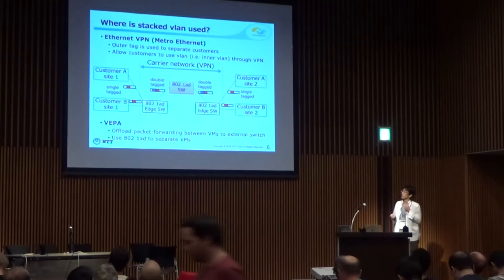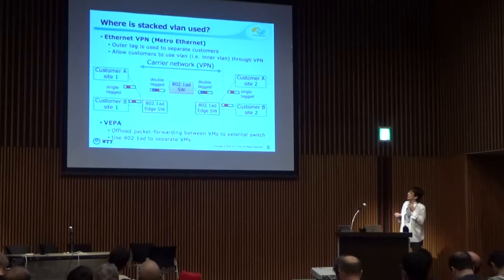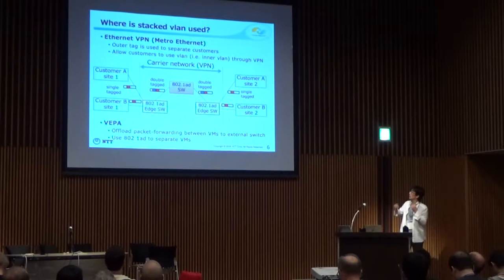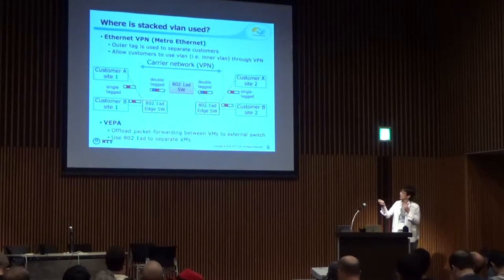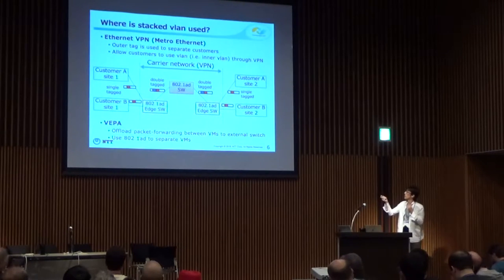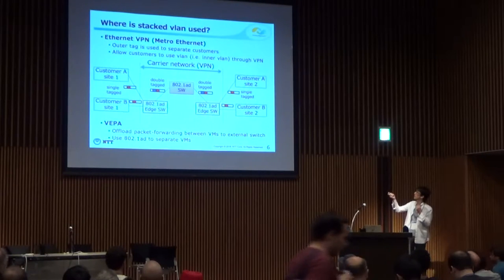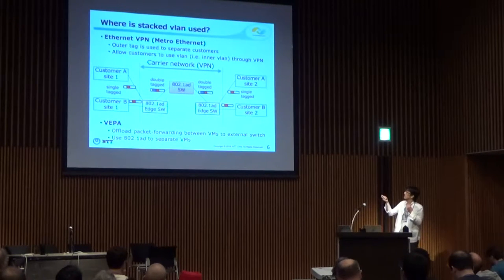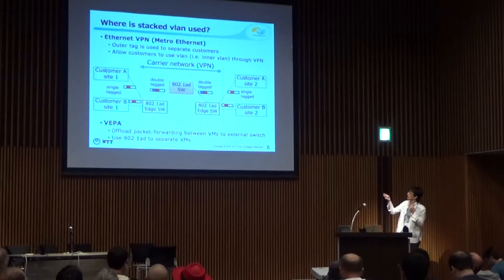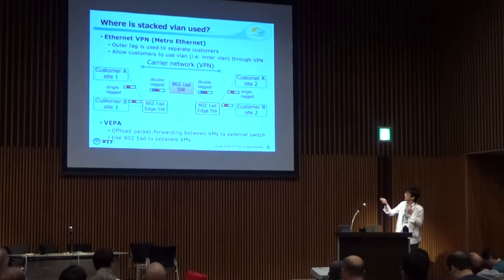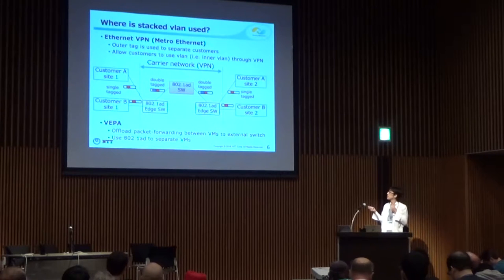And why is stacked VLAN used? Mainly, this technology is used for Ethernet VPN or Metro Ethernet. In this case, customers are using VLAN tags, and the carrier network uses the outer tag to separate customers, so that customers can use their own VLAN tags. And in other cases, VPLS also uses 802.1ad VLAN headers.